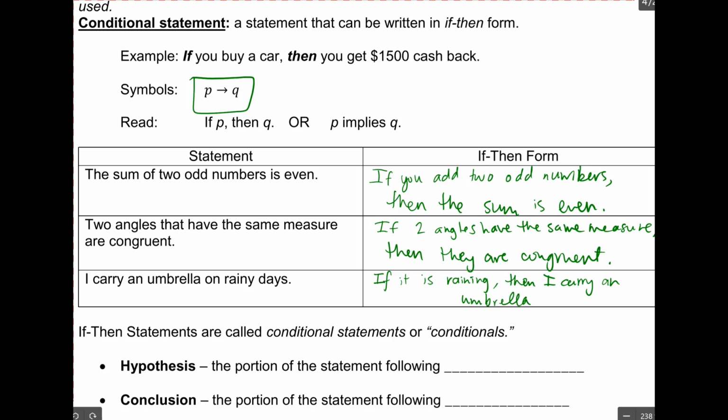Okay, so let's do some more practice. If-then statements are called conditional statements or conditionals. So the first thing we have is the hypothesis, right? The portion of the statement following the word if. So we're looking at if that's true, right? So is it raining? I'm asking a question. My hypothesis, is it raining? Are the angles the same? Are we adding two odd numbers? And then the conclusion is the portion of the statement following then.